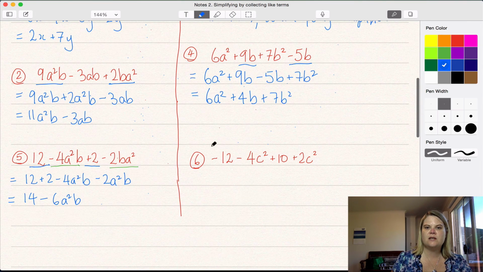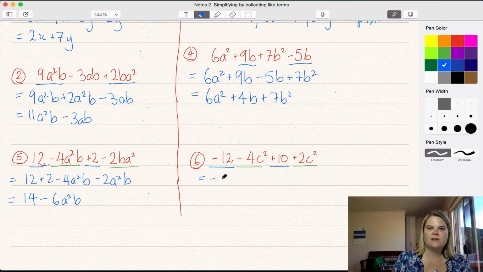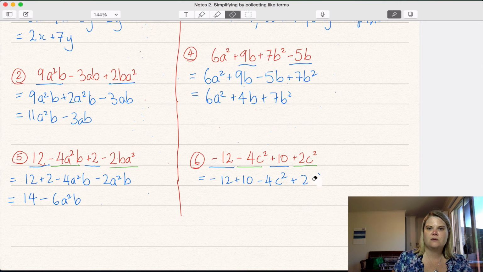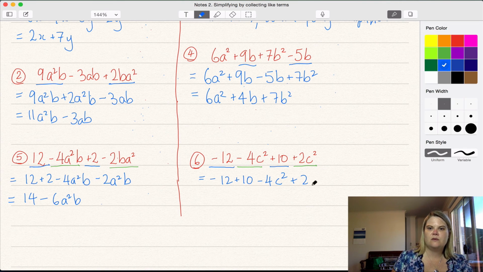Question 6, identify your like terms. We've got a negative 12, which is a constant, and we've got a 10, which is a constant. We've got a c squared and another c squared here. Write them out together. Negative 12 plus 10 minus 4c squared plus 2c squared.